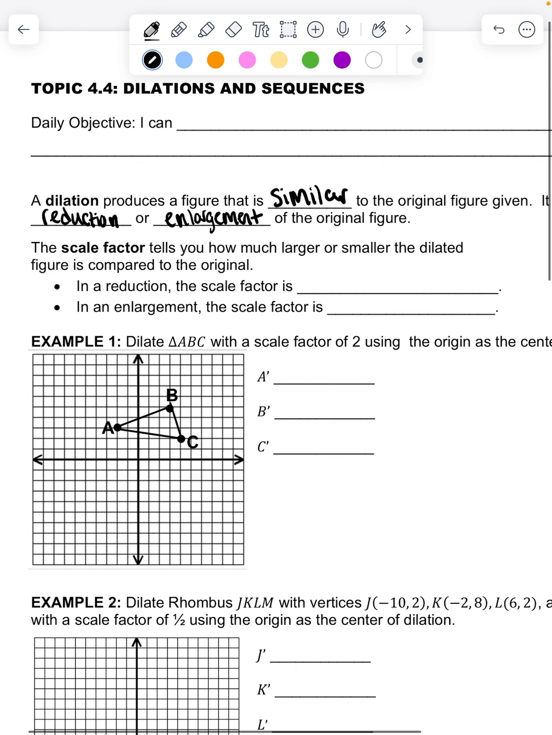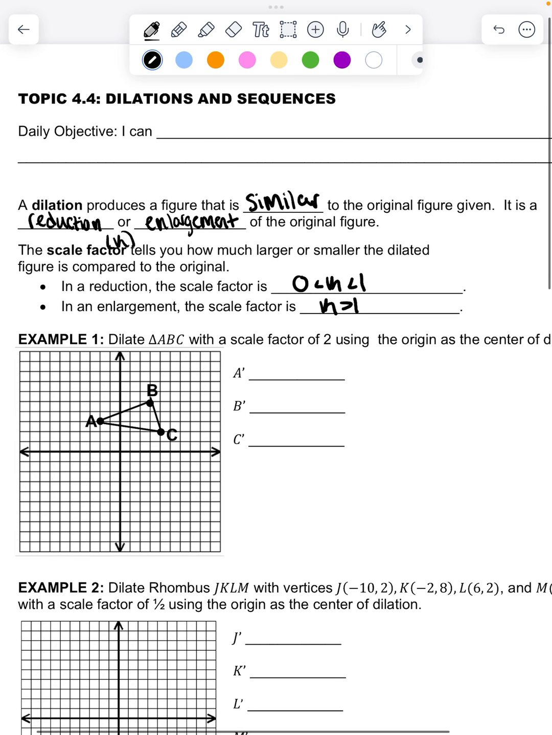All right. The scale factor, we call that K. So K is just a number that tells you how much larger or smaller the dilated figure is compared to the original. So in a reduction, the scale factor, so your K value, is between 0 and 1. So it could be 1/2, 1/3, 1/4, 2/3. You get the point. In an enlargement, the scale factor is greater than 1. So our K value is greater than 1. So 2, 3, 4, 5, you get the point.